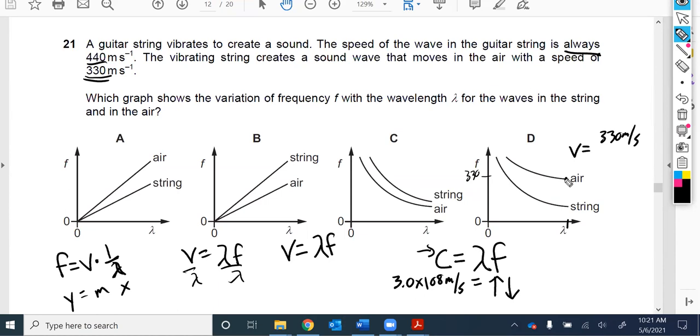If the wavelength is a half, we have to keep this as 330, so what's the frequency going to be for that? 330 divided by a half is 660. So if we go halfway here, we doubled. But it's a curvilinear relationship, no matter how you slice it.